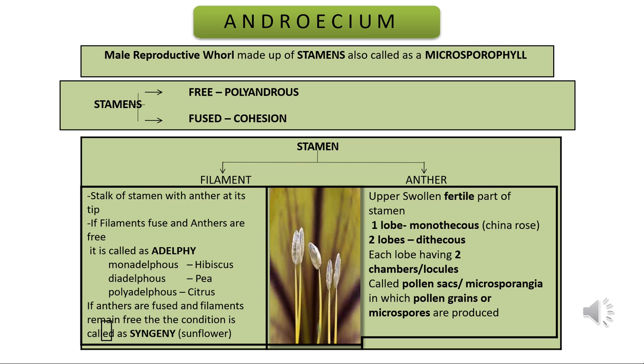The stalk of the stamen, the filament, and the upper fertile part of the stamen is called the anther. It may be monothecous, meaning having one lobe, or dithecous, meaning having two lobes, and in the lobes the pollen sacs, the microsporangia, are present, which produce microspores, also called pollen grains.